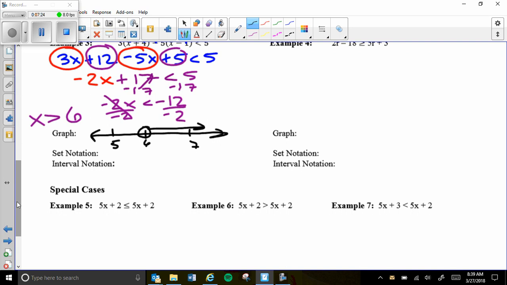Alright, set notation. Again with our braces, the set of all, what variable? X's, such that, and then we write our inequality. X is greater than 6.